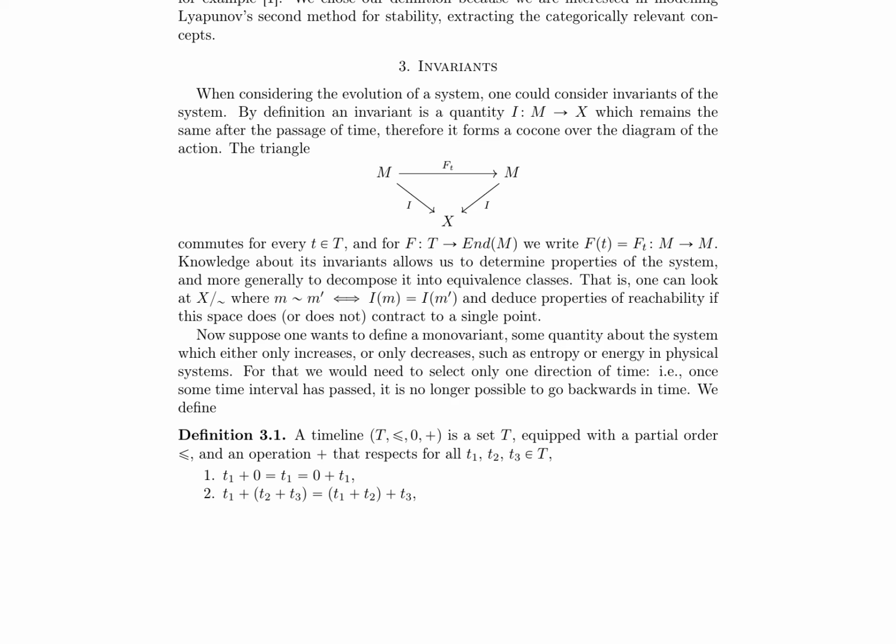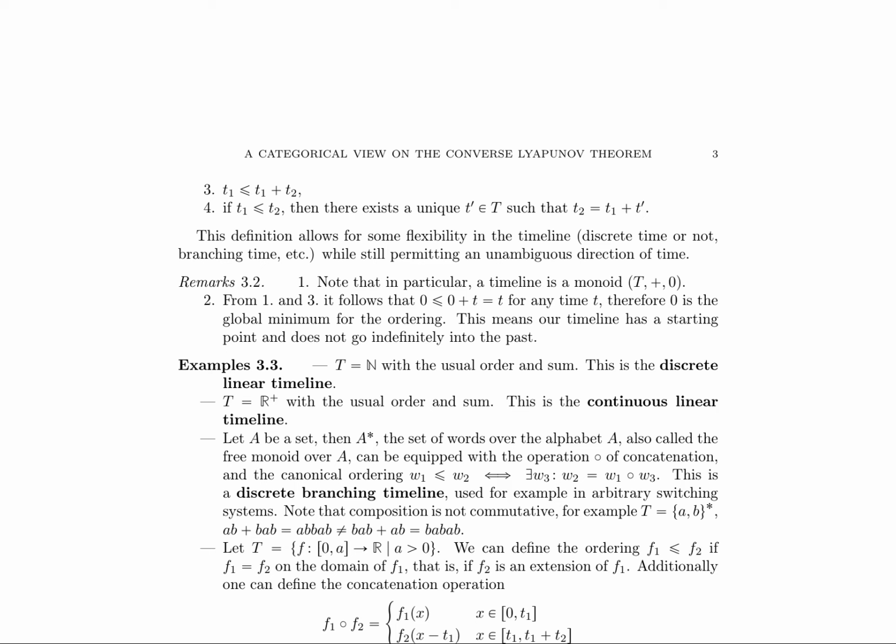Invariants are contrasted with monovariants, quantities that either increase or decrease over time, requiring a timeline with a partial order for definition. A categorical view of the converse Lyapunov theorem is presented, focusing on timelines and their properties. A timeline is defined as a quadruple (T, ≤, 0, ∘), where T is a set, ≤ is a partial order, 0 is the global minimum, and ∘ is a monoid operation.